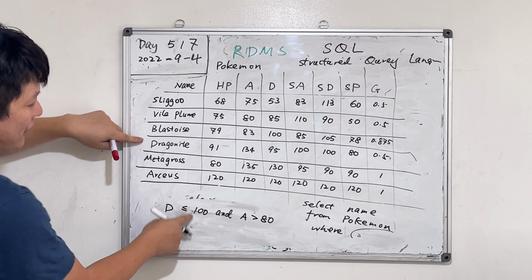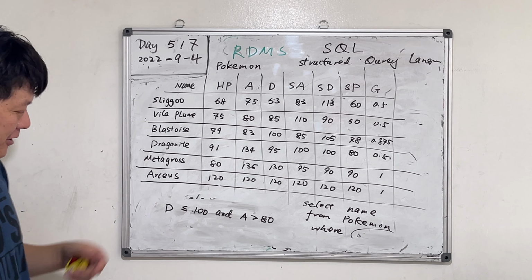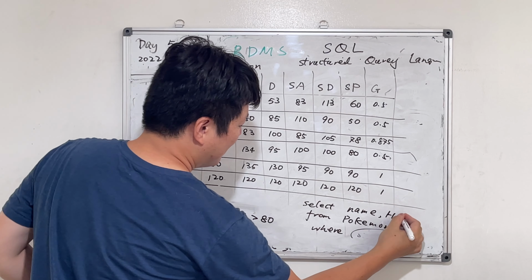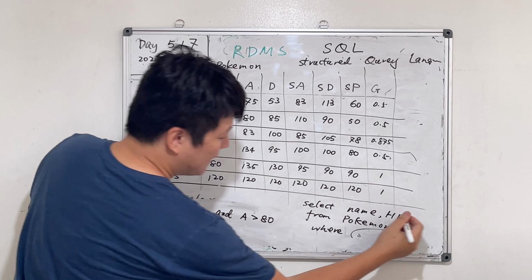Okay, so it returns two names, right? Two names. You can return multiple rows, okay? Select something, you can select name, HP, whatever, by doing this, yeah? Or if you want to return all columns, we can give it a list.